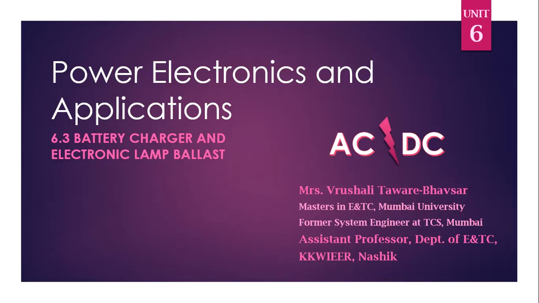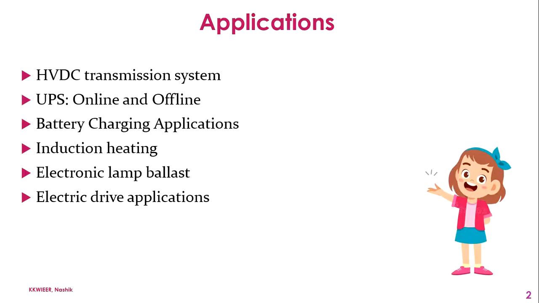In our last two sessions of this Unit 6, we have studied HVDC, that is a high voltage DC transmission line, and UPS, that is uninterruptible power system. So these two applications we have already studied. In this video we are going to study how power electronics is used in the battery charger as well as electronic lamp ballast. So these are the applications in which we will see first the battery charging applications.